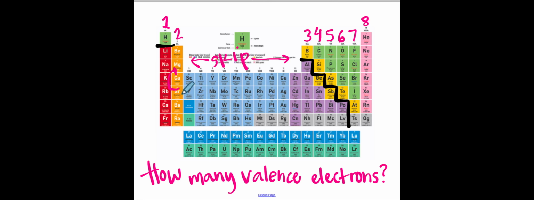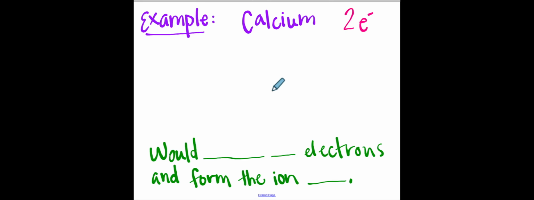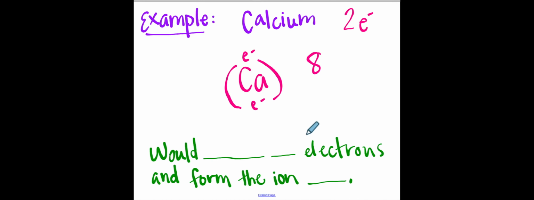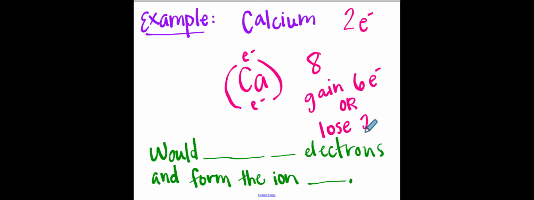You can see here that calcium is in this group, so it's going to have 2 valence electrons. So calcium has 2 valence electrons in its outer shell. And how many did we say that it wanted? We said that it wants to have 8. So to get 8 valence electrons, calcium can either gain 6 electrons, or it can lose the 2 that it has and go down to its next energy level.